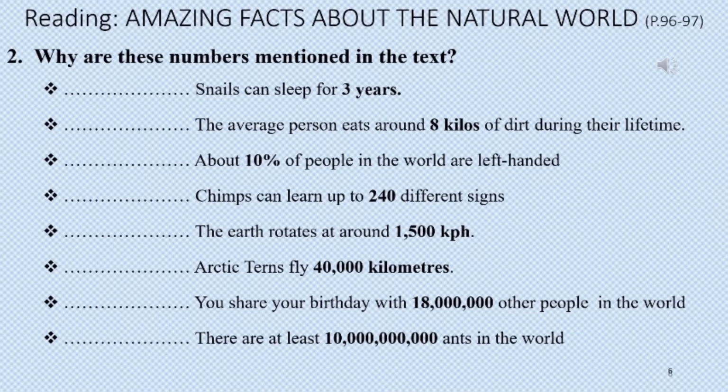Okay, everyone. Now let's look at another activity about the same text. You can see some numbers here: 3 years, 8 kilos, 10%, 240, and so on. These numbers all come from the reading passage you've just read. Please look at the exercise. Why are these numbers mentioned in the text? So the task is to match each number with the correct fact from the reading. Work with a partner and try to remember what each number refers to.